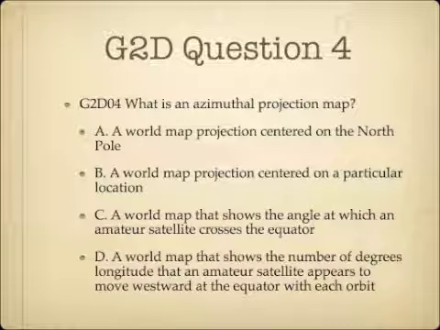Question 4. What is an azimuthal projection map? A. A world map projection centered on the North Pole. B. A world map projection centered on a particular location. C. A world map that shows the angle at which an amateur satellite crosses the equator. Or D. A world map that shows the number of degrees longitude that an amateur satellite appears to move westward at the equator with each orbit.